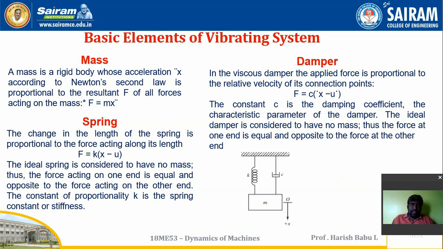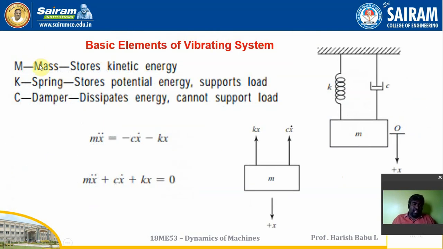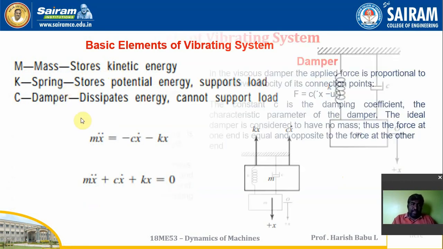So in this video, we're going to talk about the basic elements of a vibrating system and the types of vibrations we're going to see. The basic elements of a vibrating system involve three major elements, that is a mass, spring and a damper. The mass stores the kinetic energy, whereas the spring stores the potential energy and a damper dissipates the energy.